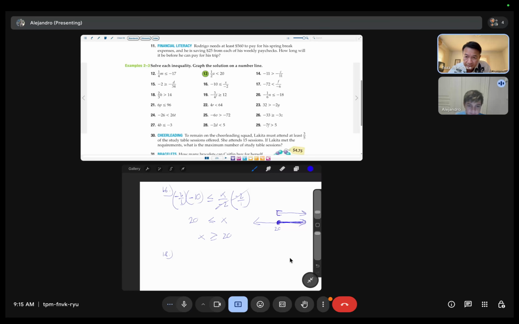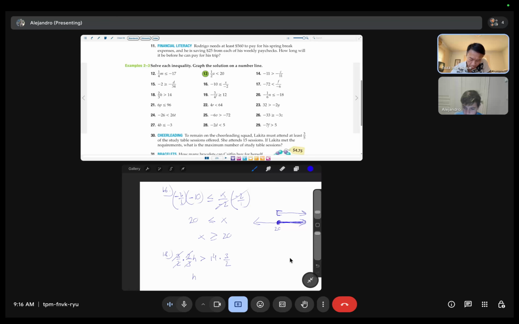Okay, all right. So 18, 2/3 h greater than 14. Okay, so multiply both sides by 3 over 2. You don't need the parenthesis here, just so that you keep it clean a little. There's no decimal number either, so the dot is fine.